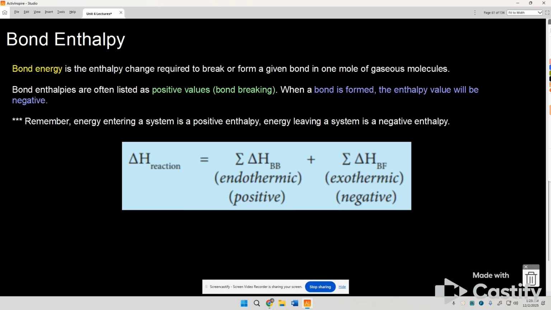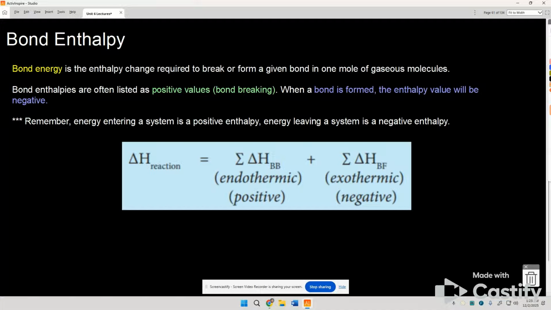Our bond enthalpies are often listed as a positive value, which is what we use for bond breaking. When a bond is formed, we flip it and we make it negative, right? Because we have energy released when a bond is formed. So any energy that enters the system, remember, positive enthalpy, endothermic, positive enters the system. Energy leaving the system, that's negative enthalpy, it goes out, exothermic, right?